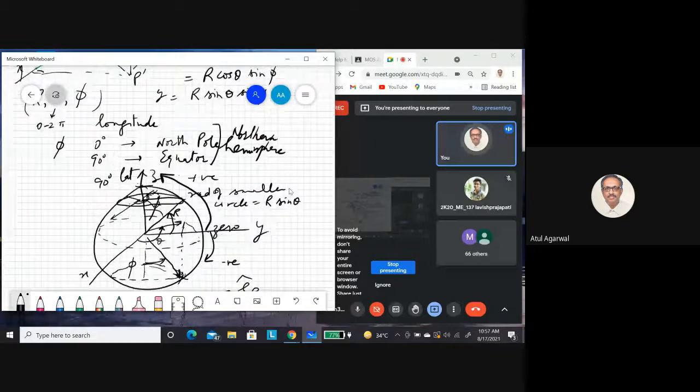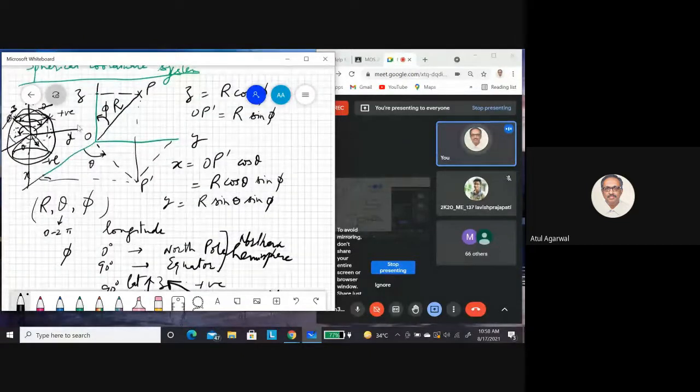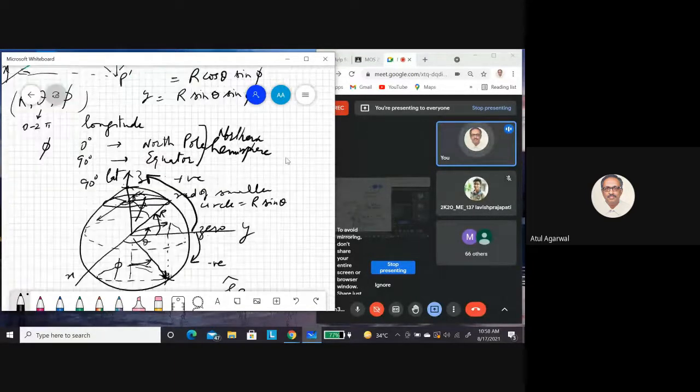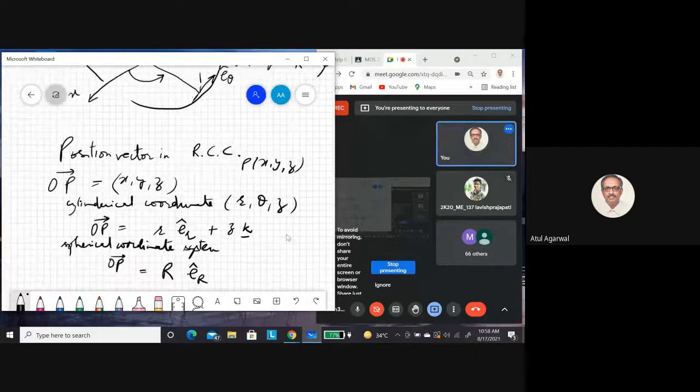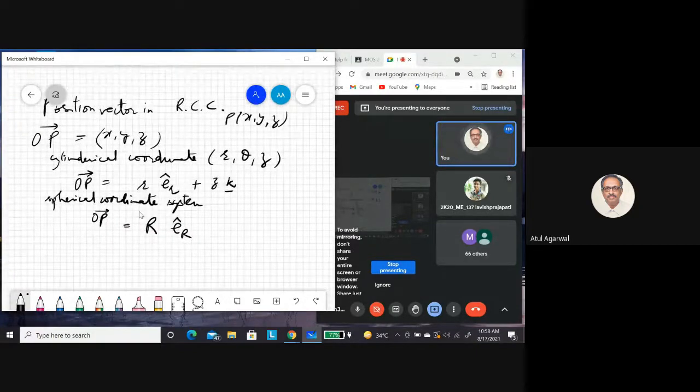While in the cylindrical coordinate system, you first went along this direction, small ER, distance R, then you moved vertically upwards by distance Z along the Z direction. So you see different position vectors are there in different coordinate systems. If you are dealing with the spherical coordinate system, you have got only one direction to worry about. Here you have got three directions to worry about. Here you have only two directions.